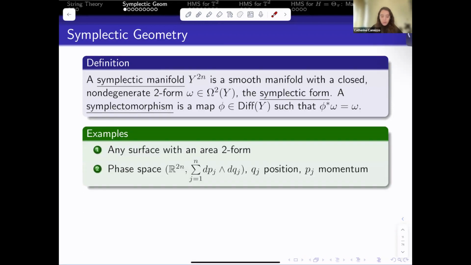Okay, so some examples. Any 2-dimensional manifold, any surface with an area 2 form is a symplectic manifold. Phase space, if you take R2n and you have position coordinates and momentum coordinates, that is also a symplectic manifold with the form dp wedge dq summing over j equals 1 to n.